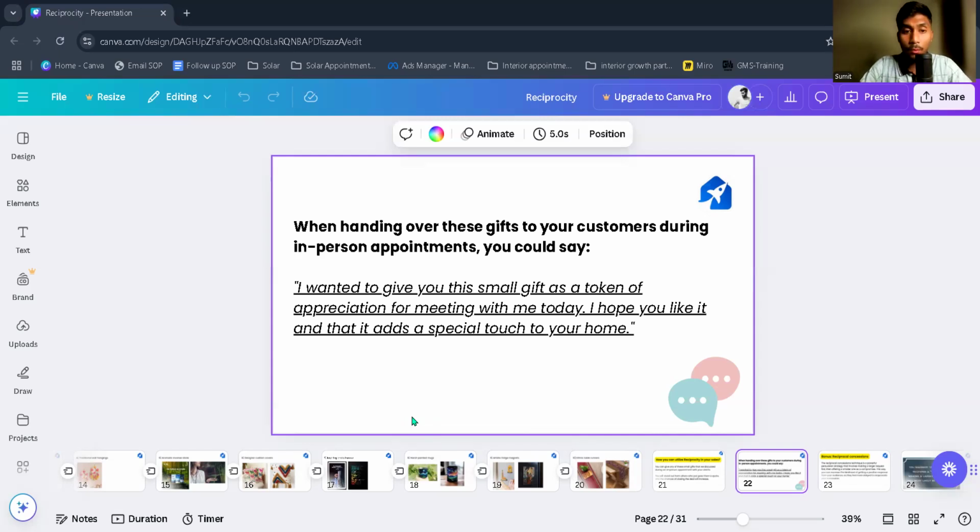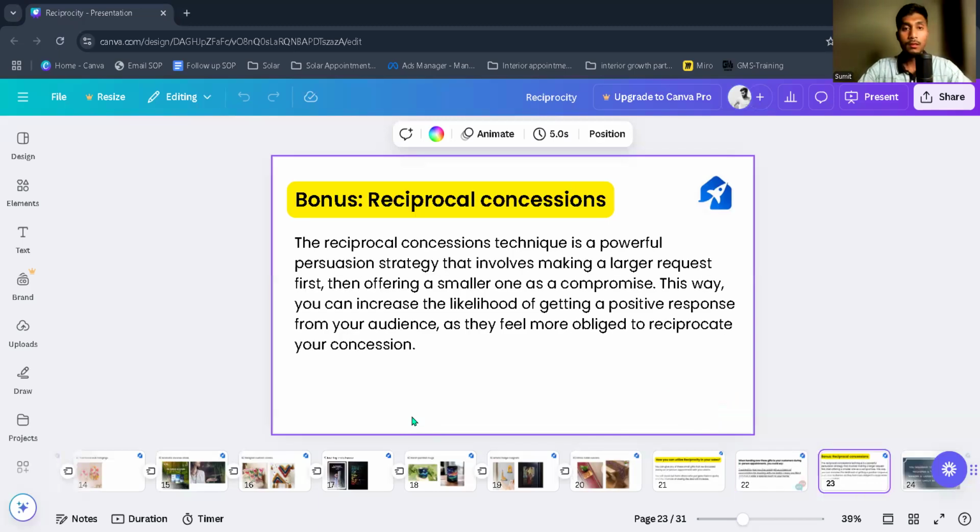Just appreciate them. Okay, and tell them, if this gift can decorate your home, I would be glad. Okay, so this is how you can say it to the homeowners, right? Nothing salesy, make sure nothing sounds salesy, nothing creepy, nothing cliche, just a simple word that this is a token of appreciation and this is for you. That's it.